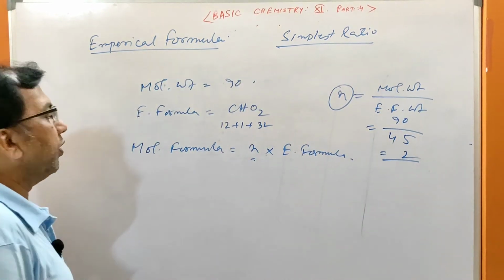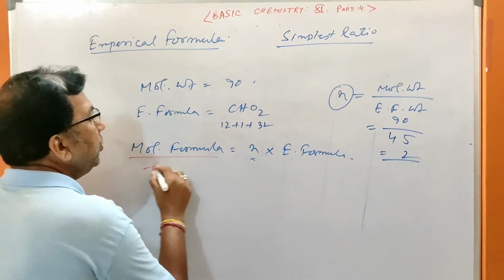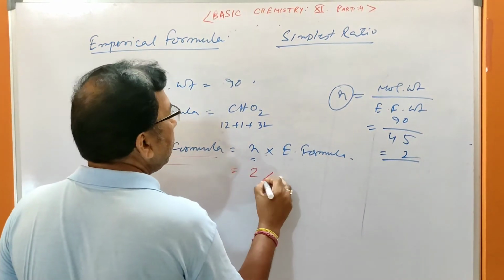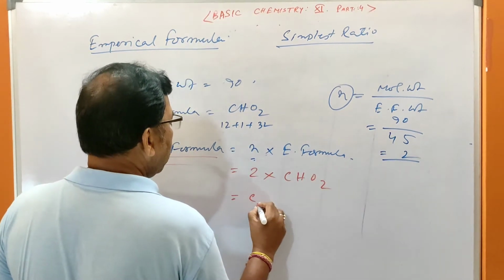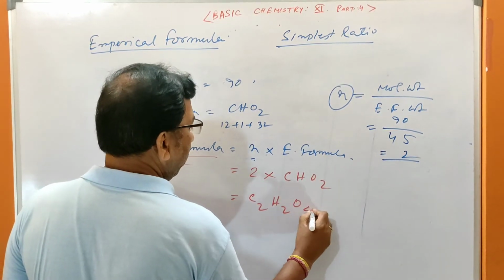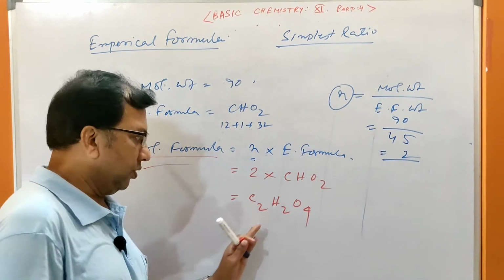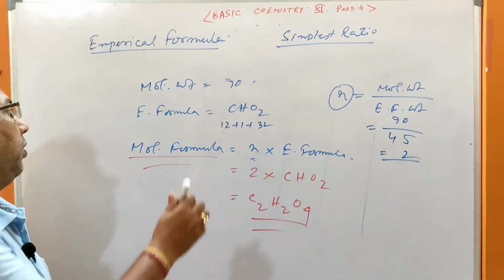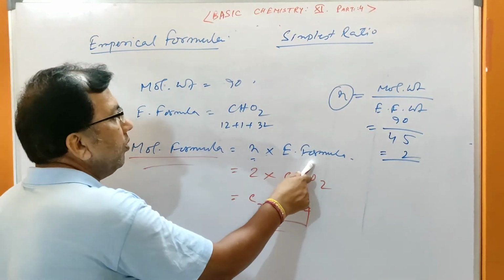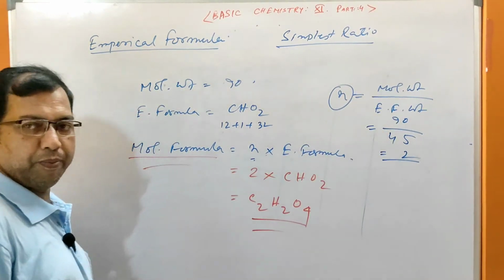So the molecular formula is very easy, very important. The molecular formula equals n into empirical formula, 2 into CH2O2. That means C2H2O4. I write the numbers as subscripts, in the right corner down. This is the molecular formula. So what you know: molecular formula equals n into empirical formula. How to find n? Molecular weight by empirical formula weight.